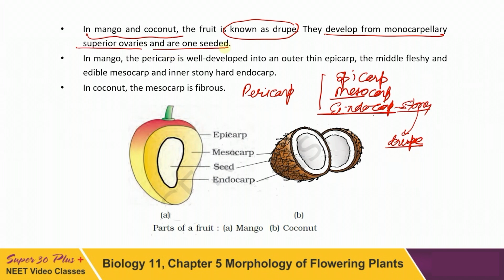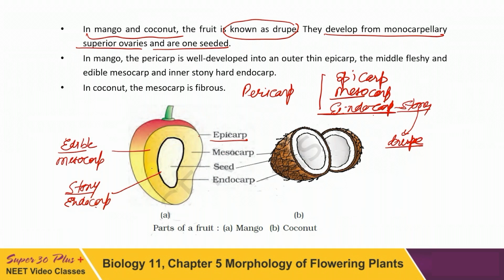You can see in mango, this is the epicarp, outermost, which is not edible. This is the mesocarp, which in case of mango is the edible mesocarp. This is important, edible mesocarp. And why is this a drupe? Because the endocarp is stony. That's why this is drupe, and the edible part in this is mesocarp.